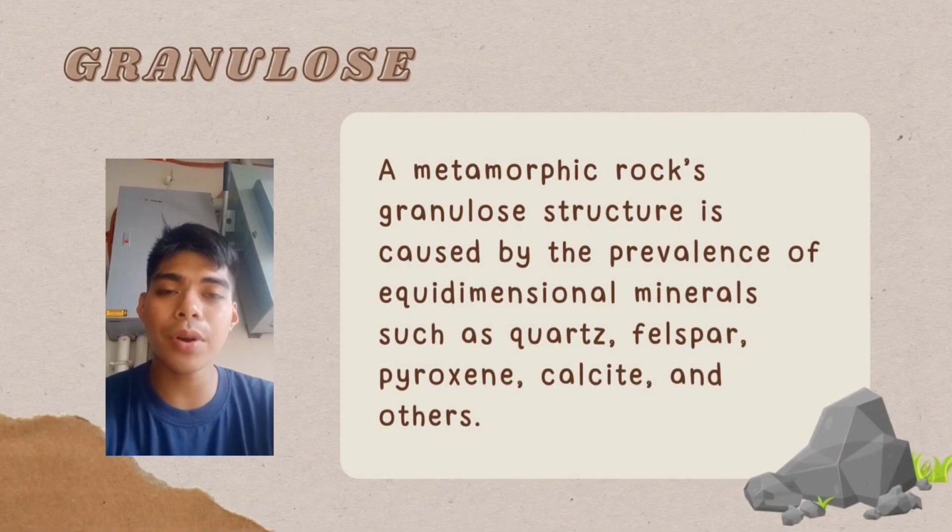Granulose. A metamorphic rock's granulose structure is caused by the prevalence of equidimensional minerals such as quartz, feldspar, pyroxene, calcite, and others.